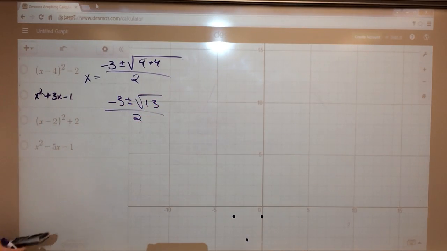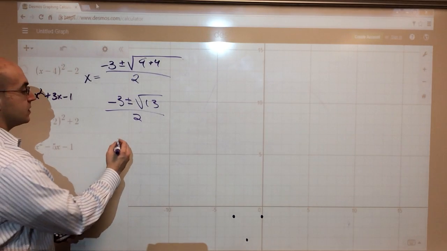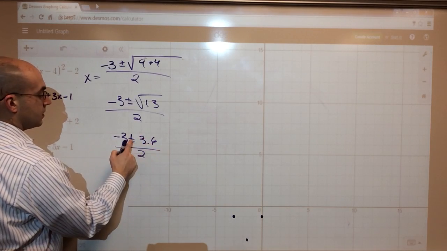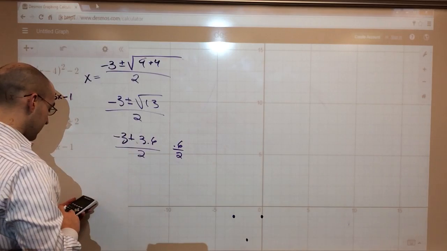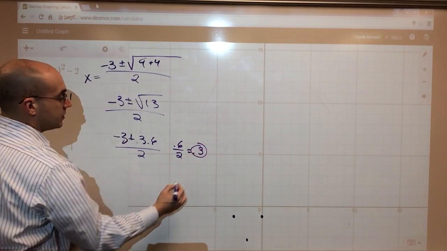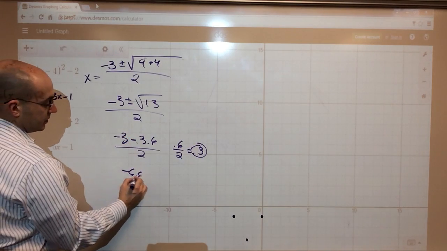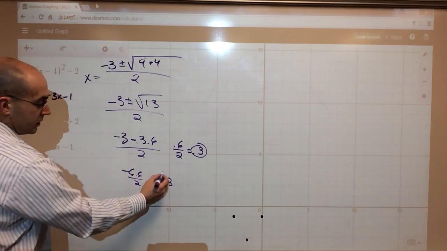Right? Get the tenths place when you have something that looks ugly. Let's just do 3.6. So negative 3 plus or minus 3.6 over 2. So let's do the plus first. So this is going to be 0.6 over 2. Okay. So 0.6 over 2, obviously 0.3. That's my first x-intercept. And then let's do the minus. So negative 6.6 over 2, so negative 3.3. Okay. These are my two x-intercepts.